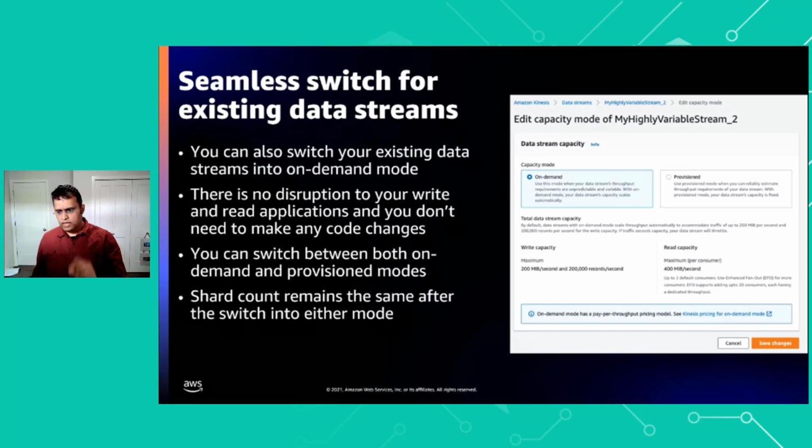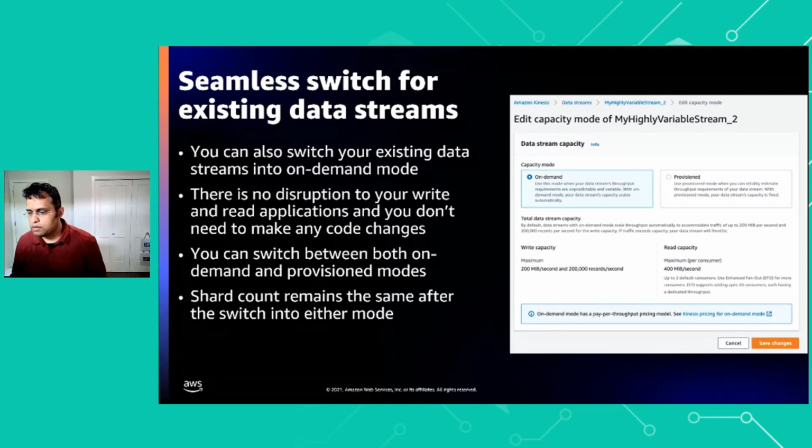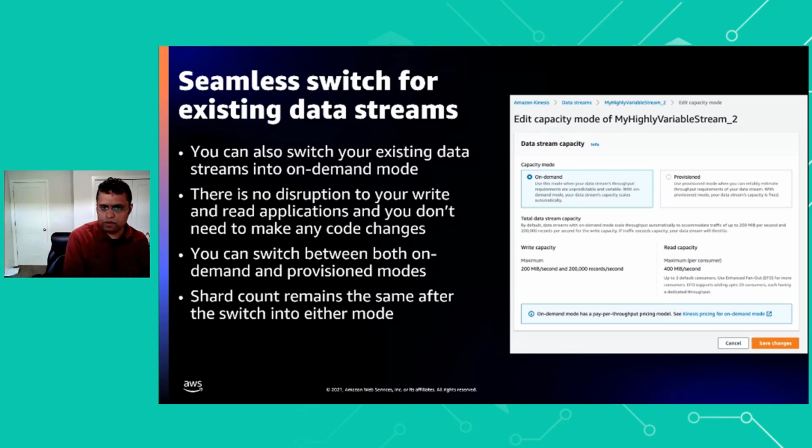You go to the console, select the stream, or use an API and move that to the on-demand capacity mode. The last thing is you can also switch between the on-demand and the provisioned mode. So say, as an example, you started your journey with on-demand capacity mode. Now you want to go back to the provisioned mode, either because you think that gives you more predictable performance, or that is probably more cost effective for you. You can take an existing on-demand stream and move that to provisioned mode.